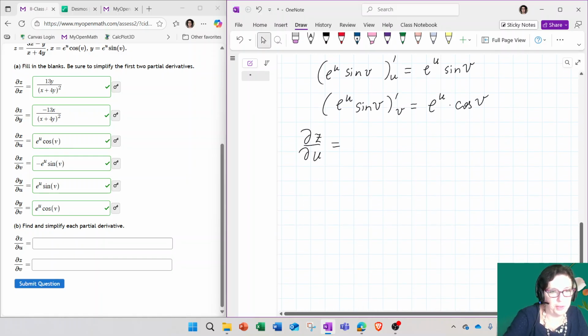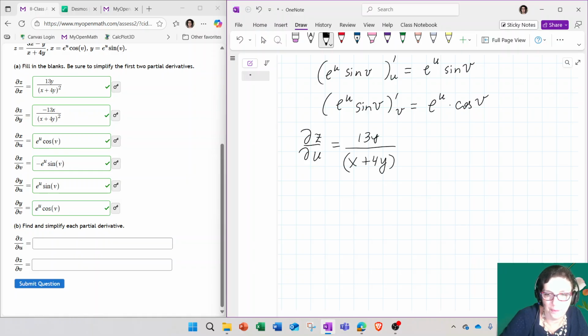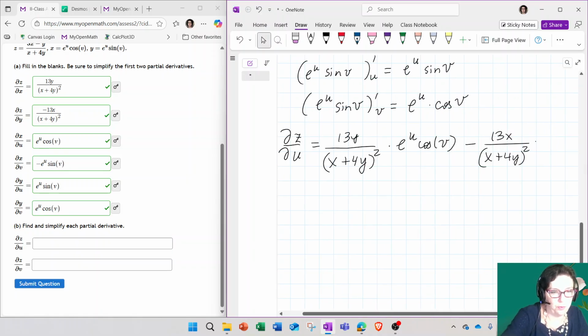Okay, so this is going to be dz with respect to x. So it's going to be 13y divided by (x plus 4y) squared. We're going to multiply that by dx with respect to u, which we got as e to the u cosine v. Then plus the other derivative, so actually minus, because it's a negative: negative 13x over (x plus 4y) squared, multiplied by the derivative of y with respect to u, which is e to the u sine v.